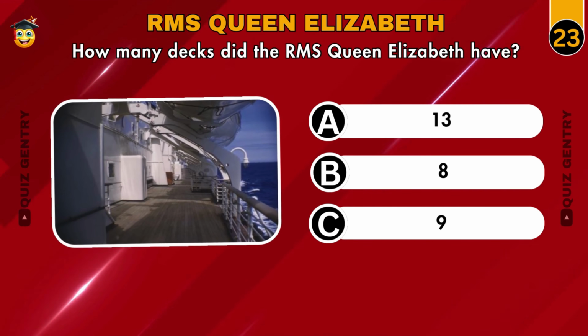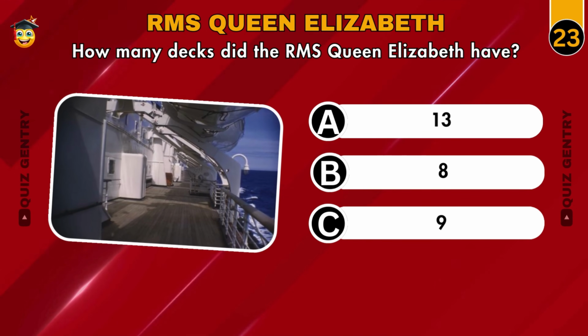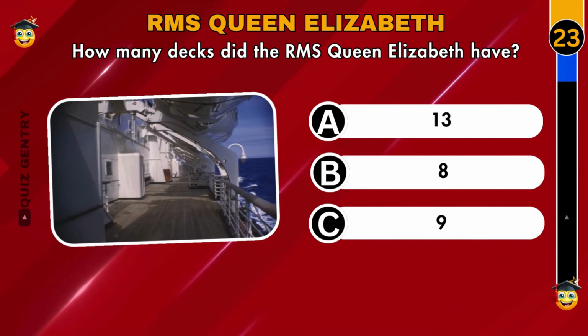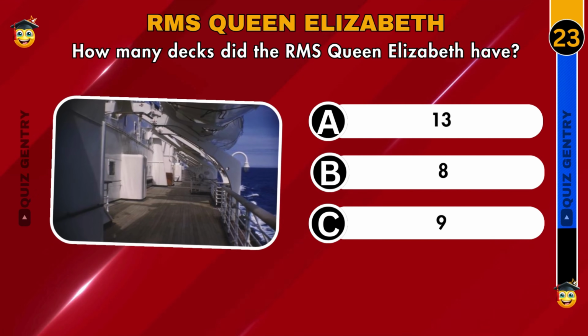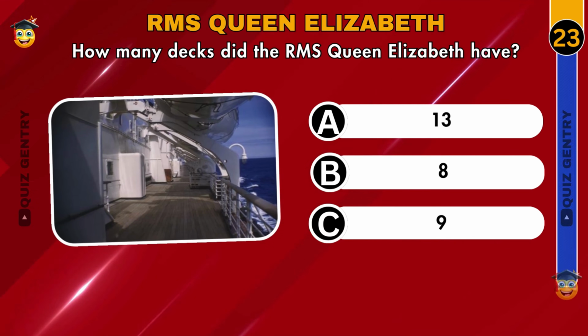How many decks did the RMS Queen Elizabeth have? 13, 8, or 9? What do you think? 13.